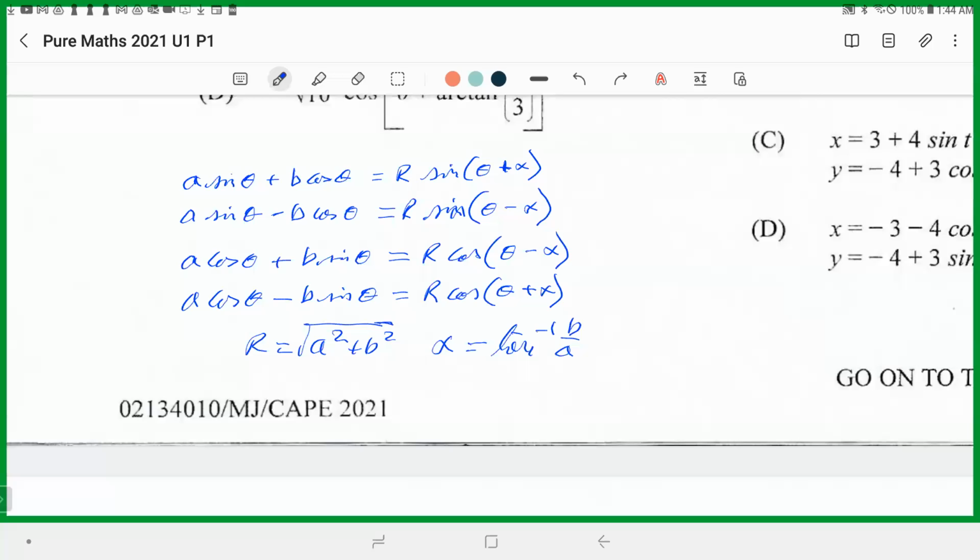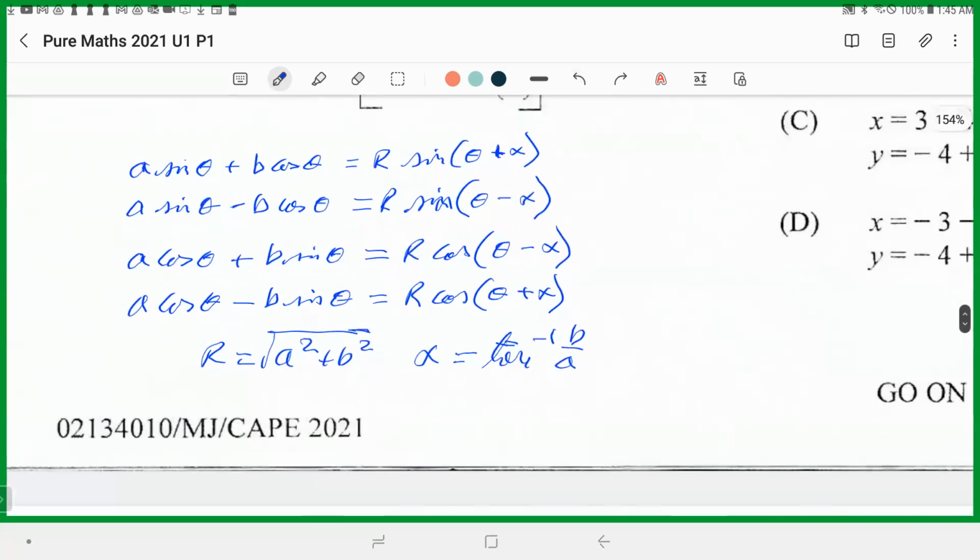You don't need to do that long working out, square both sides, add and all these things, and divide to get the tan. You don't need that. This is what R will always be, and this is what alpha will always be. Once you recognize that this one must be written like this and that one like that, you can understand why. That is R. Voila, that's a must know.